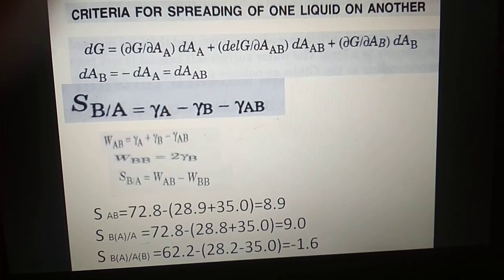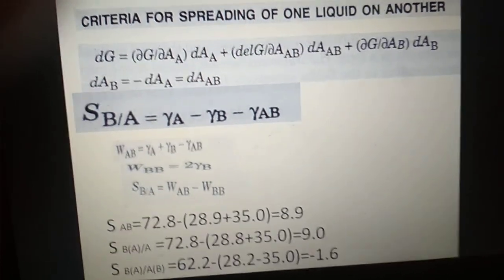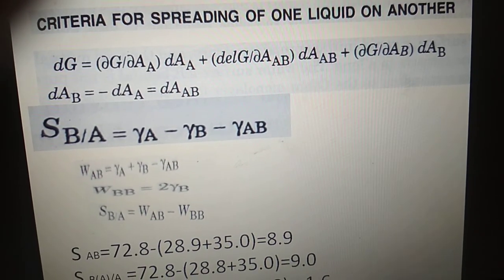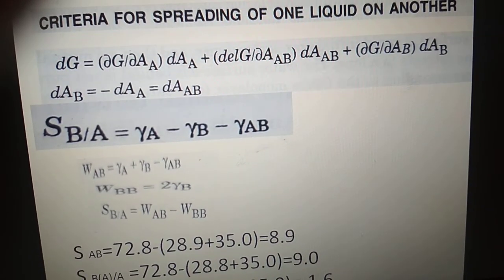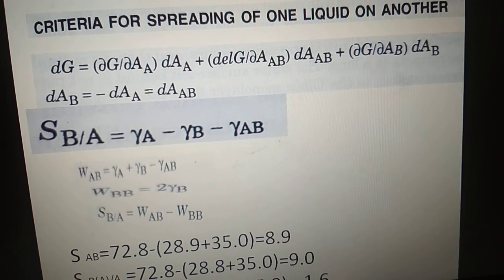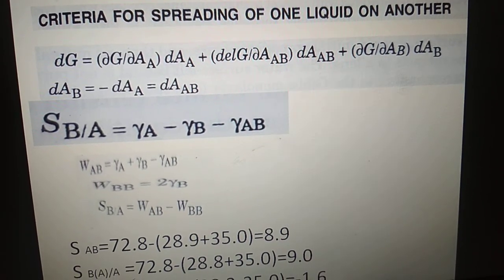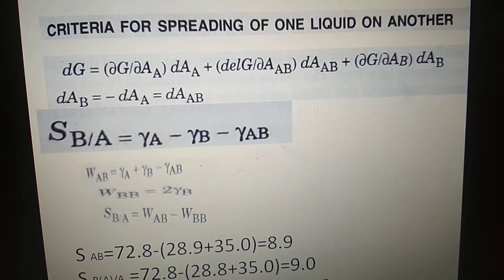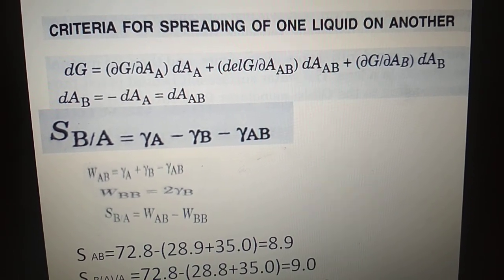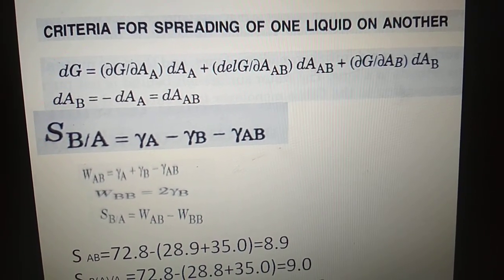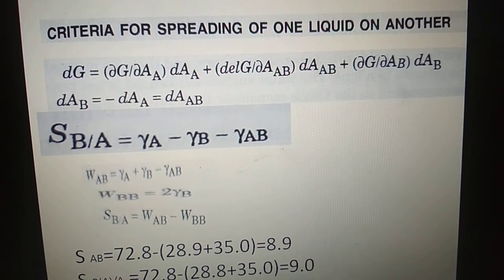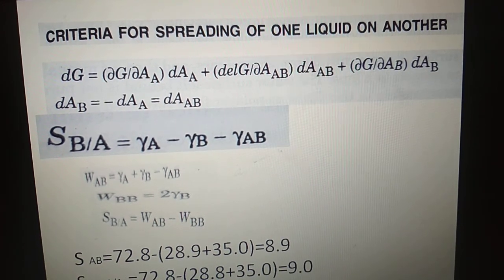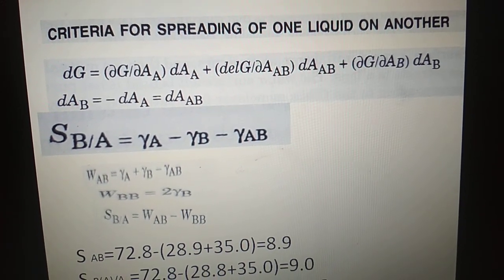Criteria for spreading of one liquid on another. If a mass of substance is placed on a liquid surface in a layer of appreciable thickness, then two possibilities exist as to what may happen. At constant temperature and pressure, a small change in the surface free energy of the system is denoted by dG and given in equation one.